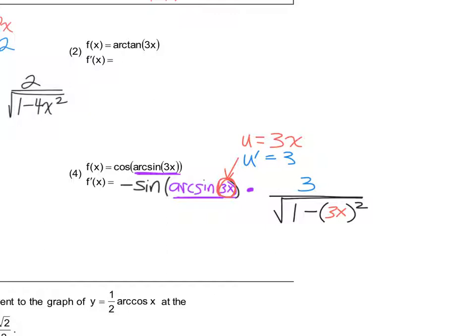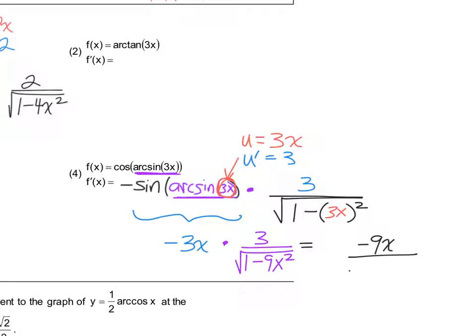It's just 3x, right? The sine and the arc sine will cancel each other out. So I do have a negative there. So that expression, as ugly as it is, is just going to simplify down to a negative 3x. And so when you multiply through, you get your final answer in simplest form of negative 9x over the square root of 1 minus 9x squared.